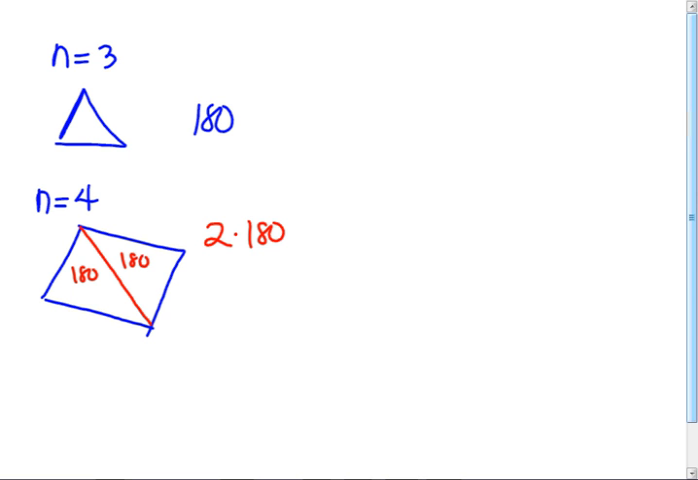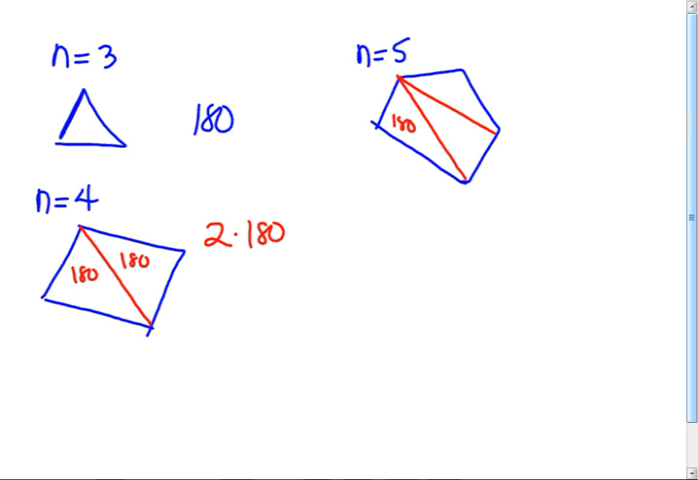Just take a vertex and just draw in the triangles. Okay? N is equal to 5. What do we call that? Pentagon. 2, 3, 4. 1, 2, 3, 4, 5. Okay? Doesn't have to be regular. How many triangles can I get out of this? There's 180. There's another 180, and there's another 180. So it's 3 times 180.